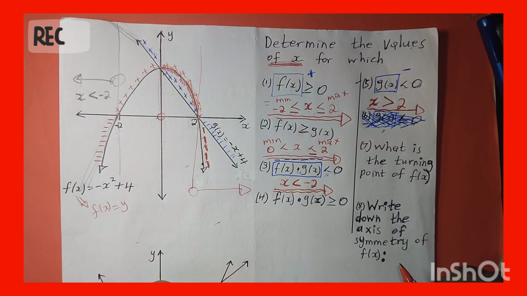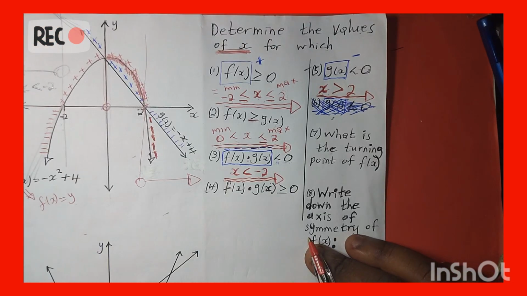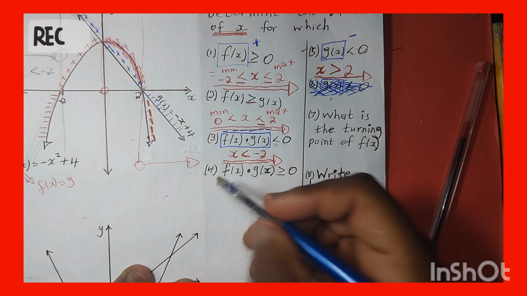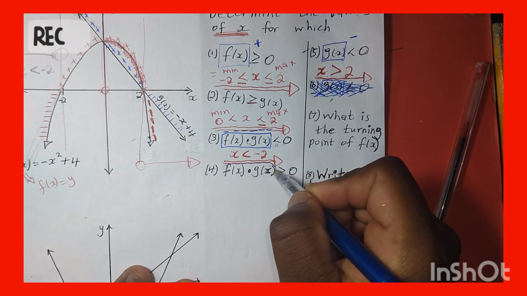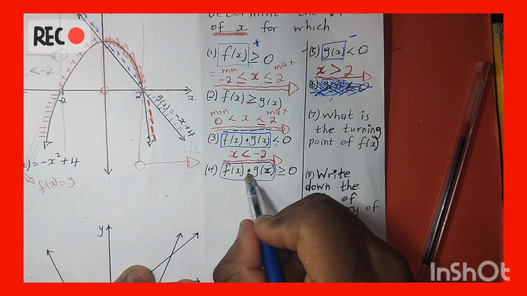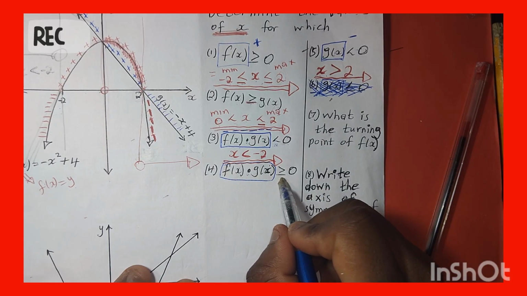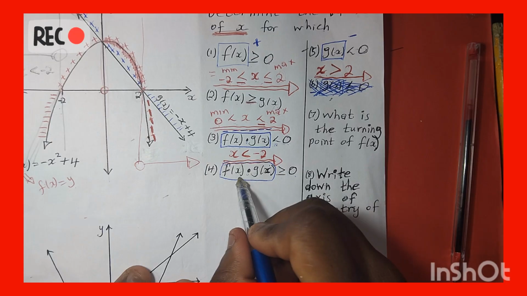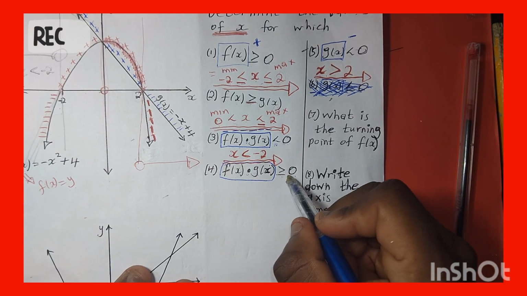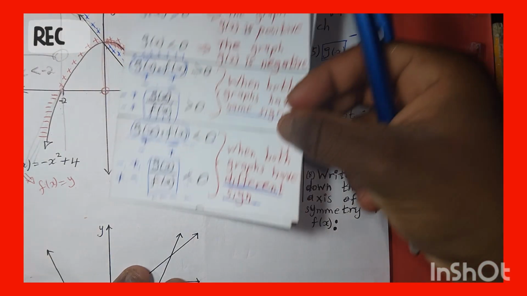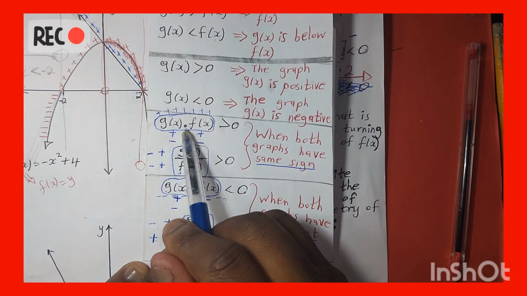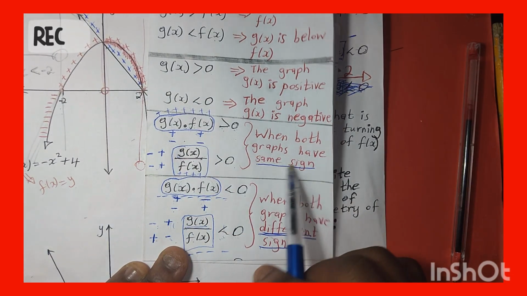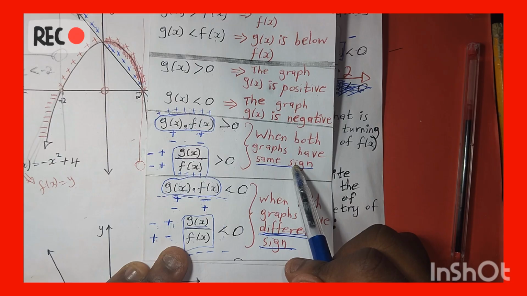Do you see this thing? Yeah. Then now, let me come to this one there. What they told you here is that when you multiply these two graphs, they are greater than 0. Do you see this thing? When you multiply those two graphs, they are greater than 0. And I told you that if you multiply two graphs and they are greater than 0, it means that those two graphs have the same sign.